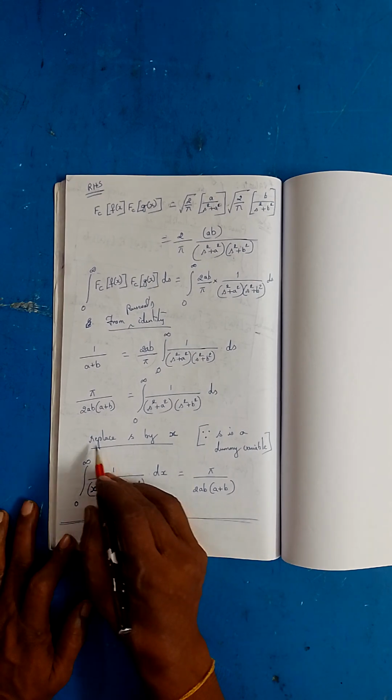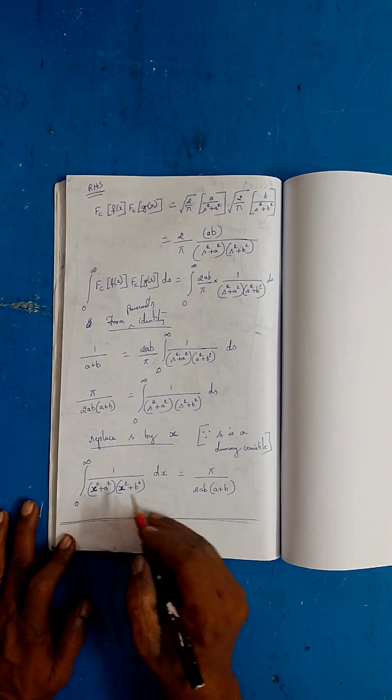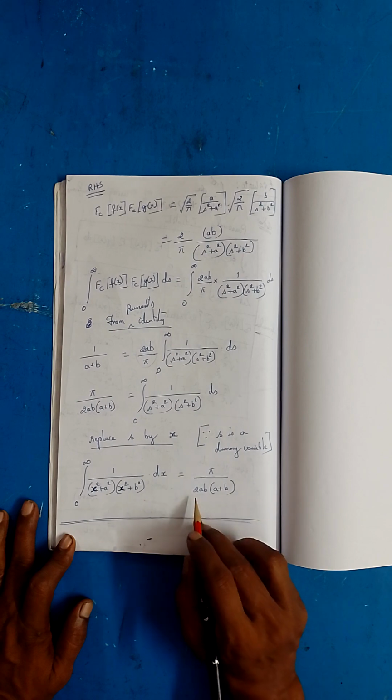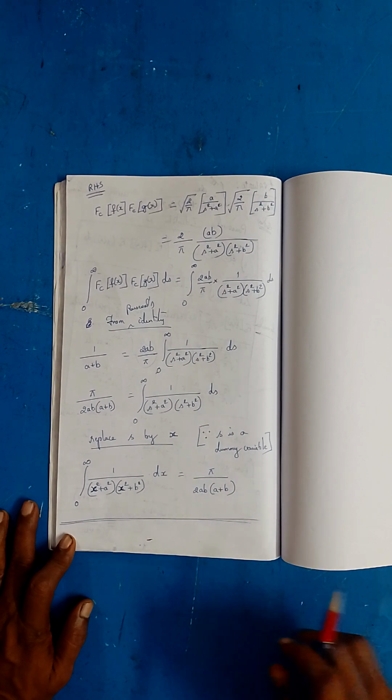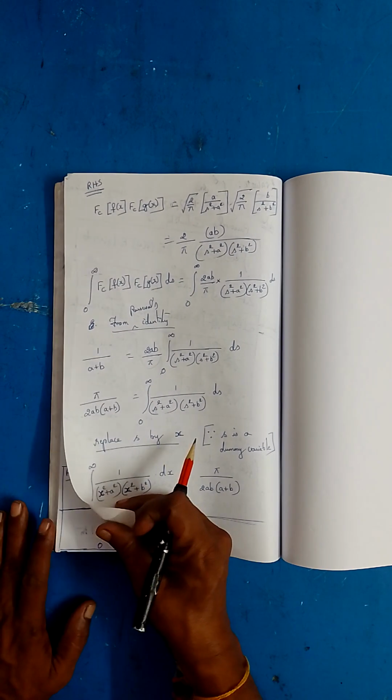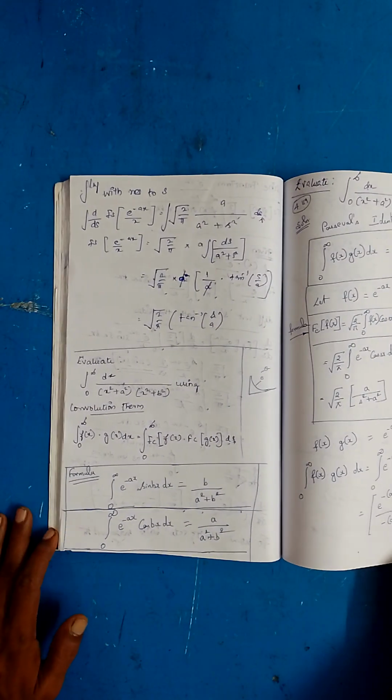So the question is, we have to evaluate this integral. We got the answer as pi by 2ab into (a plus b). That's all about this problem. Hope you have understood how to solve this problem.